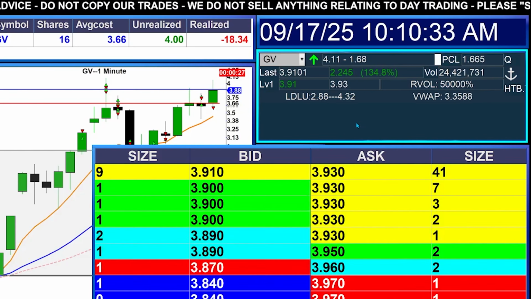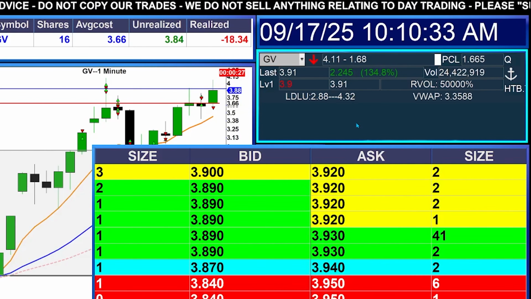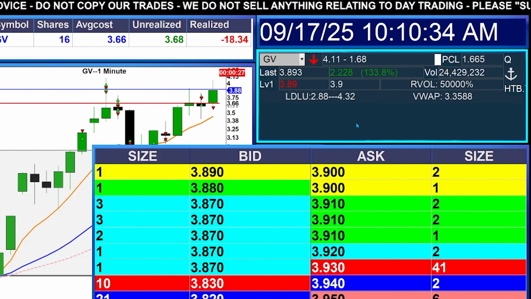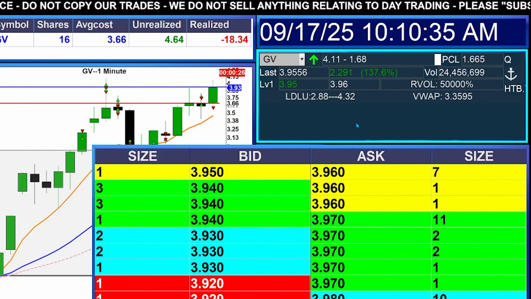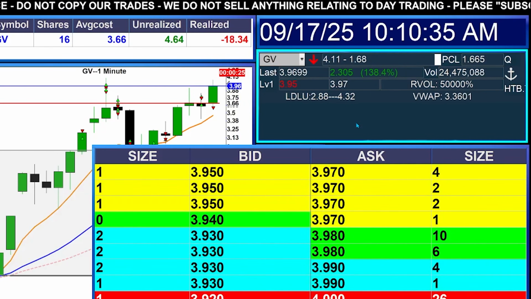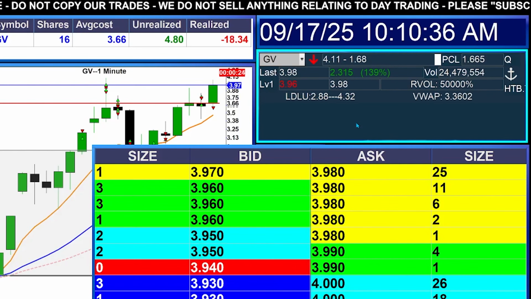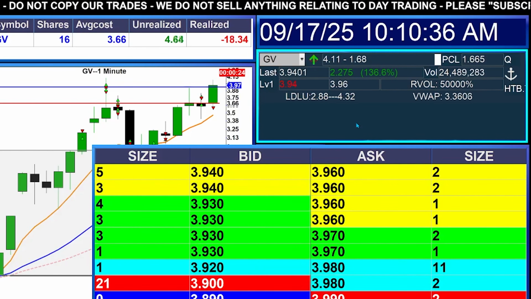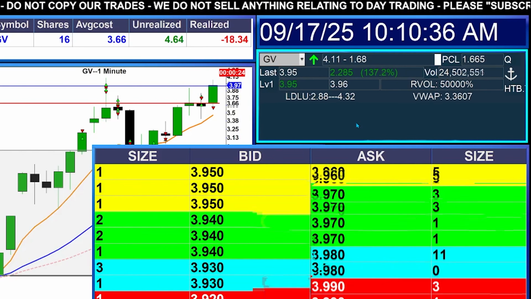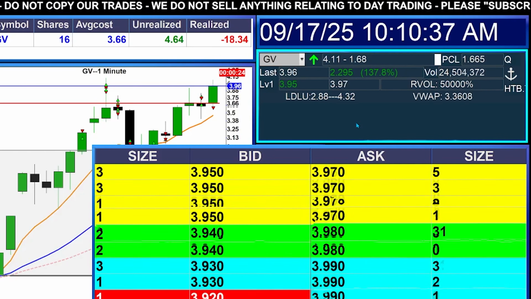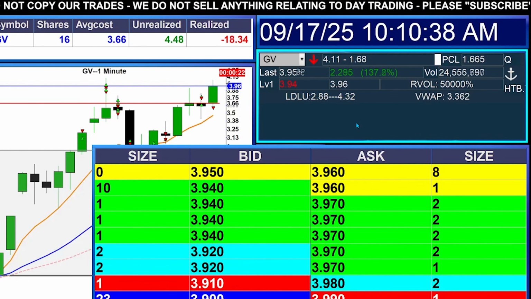Look at this. You see that? 41 at the 393, but you don't see large numbers on the bid. Now look what happens, 45. Did you see that? What do you think is going to happen when there's a large order on the ask and immediately the buyers take it? What do you think is going to happen to the price?